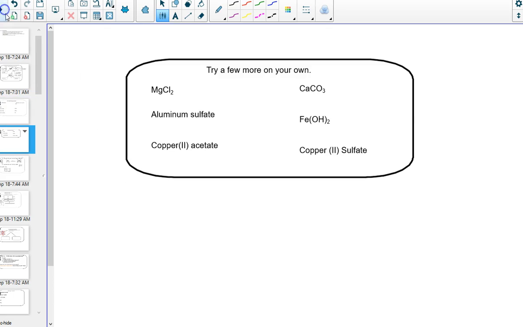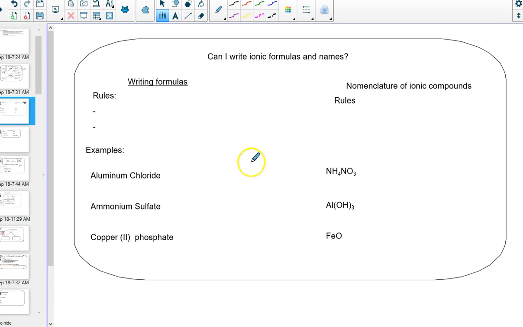Alright, so how do I go about writing a formula for these? How do I go about giving them a name? Now, this is the process of giving names to things. Like we have a first name, a middle name, and a last name. Not all cultures have that, but this is a process for giving a substance a name. Alright, so let's go through how we write out a formula.